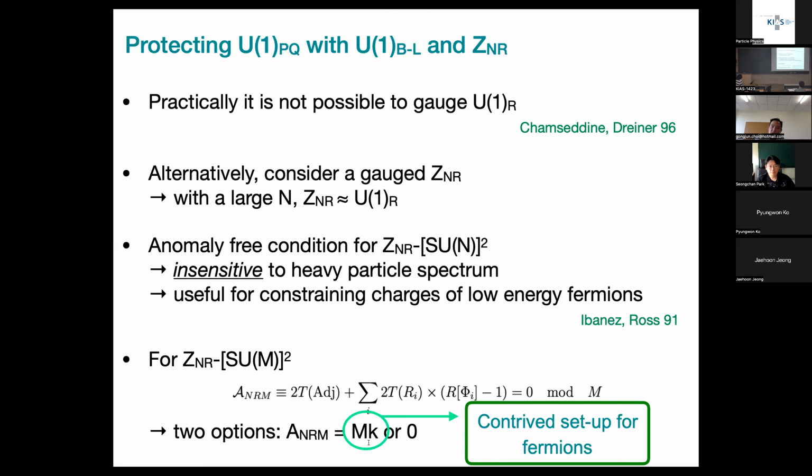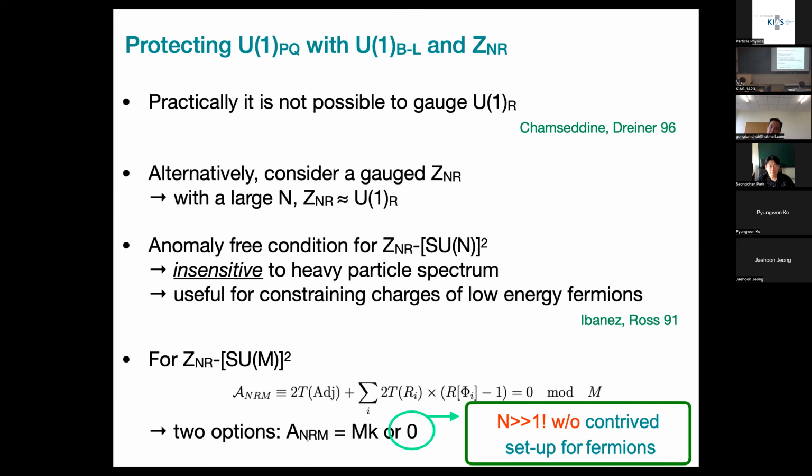If you choose this option, in other words, if the anomaly coefficient is an integer multiple of N here, okay, then you need a very contrived setup for the fermions. Why? Because in the end we want to take the large N limit to suppress all those higher dimensional operators. For that, if you choose this anomaly coefficient, that means you have to either introduce many, many fermions carrying reasonable charge, or if you want to introduce few fermions, those few fermions somehow need to have very large charges, okay, to make this quantity large enough. So therefore, this choice seems artificial from the model-building point of view.